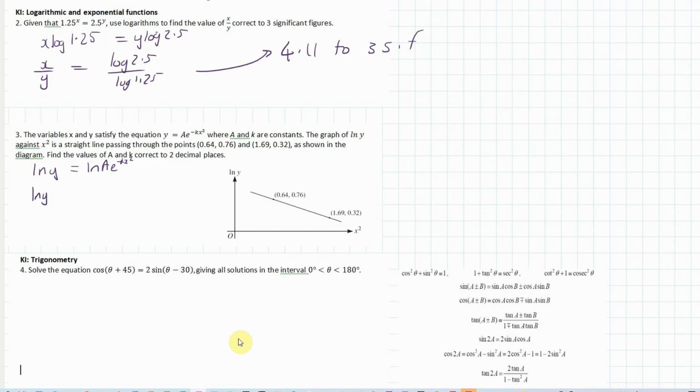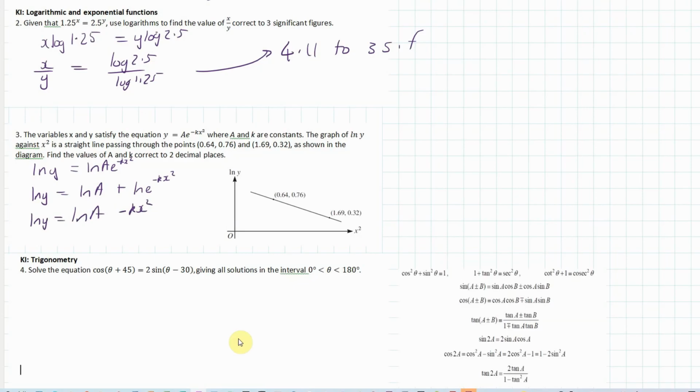Ln y, and then I'll use my log rules to separate it out. Ln a plus ln e to the minus k x squared. And what are we going to do here? Maybe I will go ln a. Now, ln e is just 1. So I could rewrite it as minus k x squared, I think.